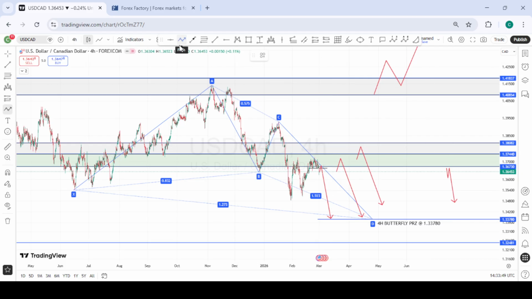Should price also break above this zone, close above this zone with a daily candle, we might be looking forward to the bullish side of things for USDCAD for the coming weeks.